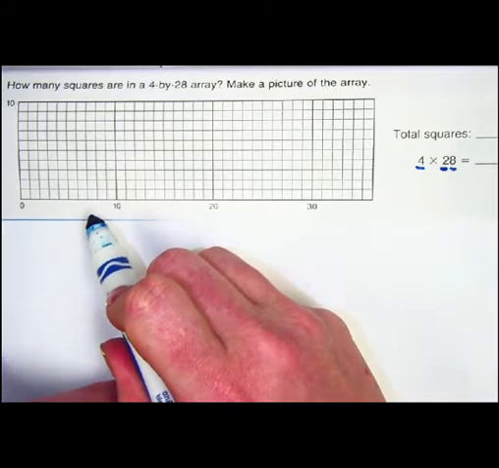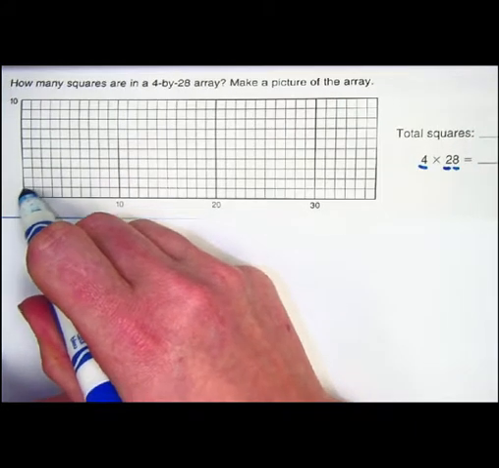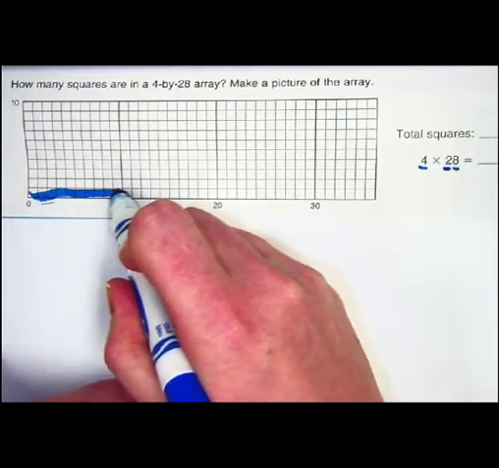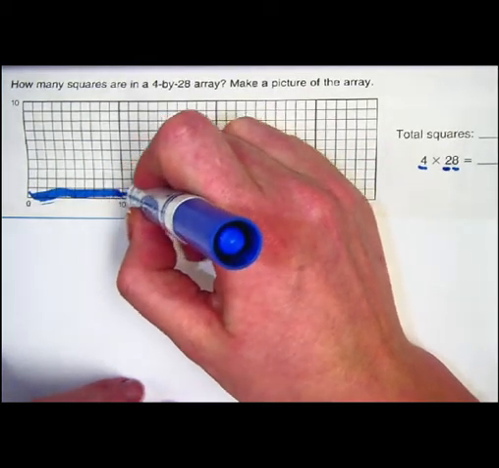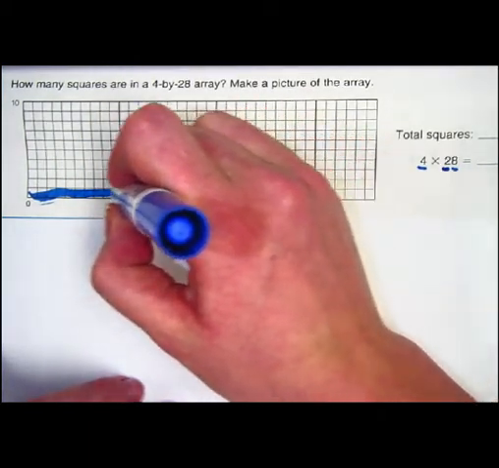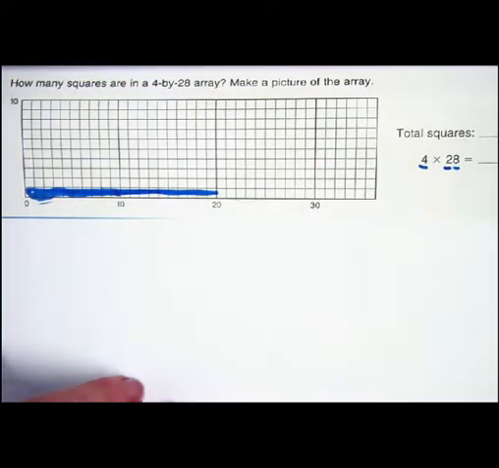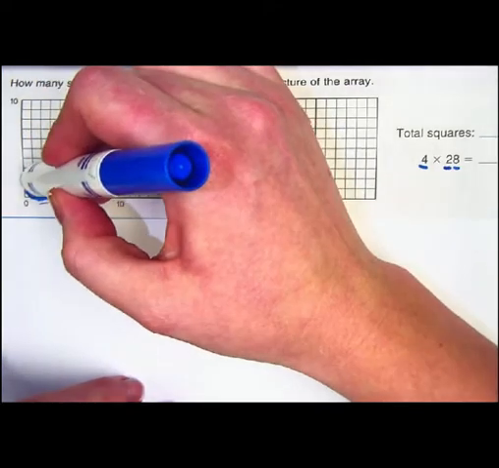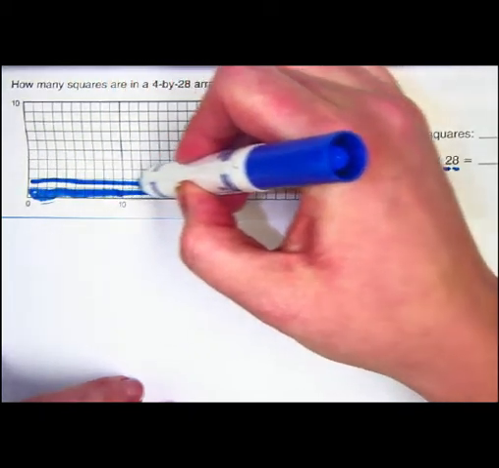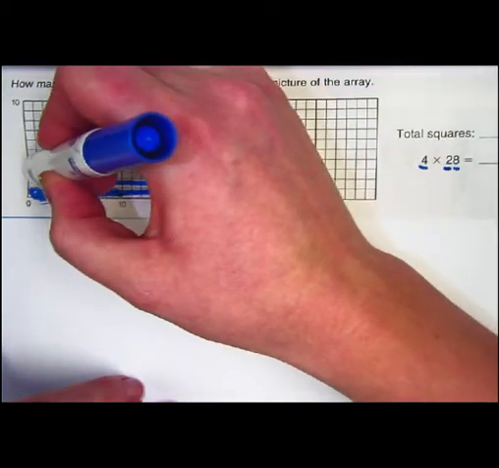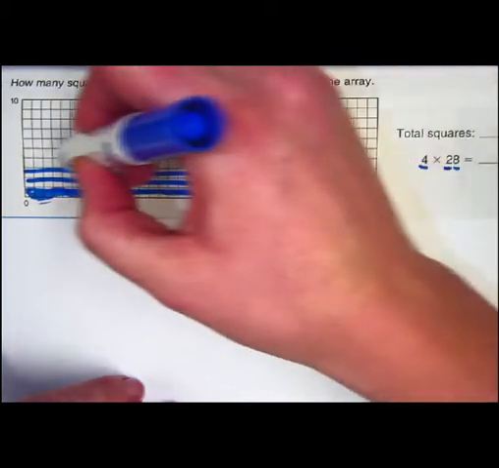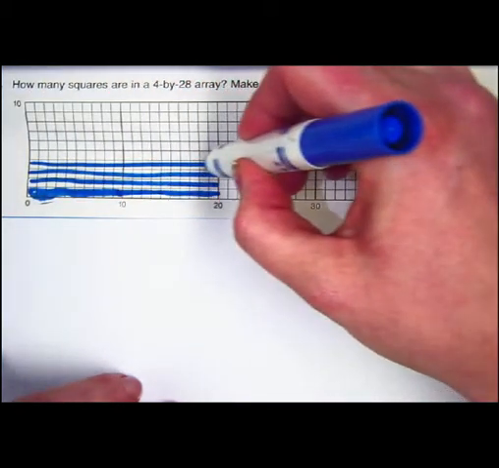I want to shade in 4 rows of 20. This would be 10. And if I shade in another 10, that gives me 20. If I leave it just like this, it's 1 row of 20. I want 4 rows of 20. So I'm going to shade in 3 more rows. Here's another row, 3rd row, and a 4th row.